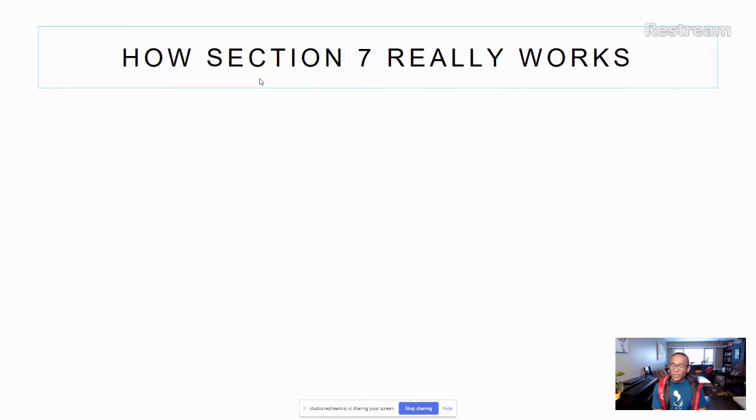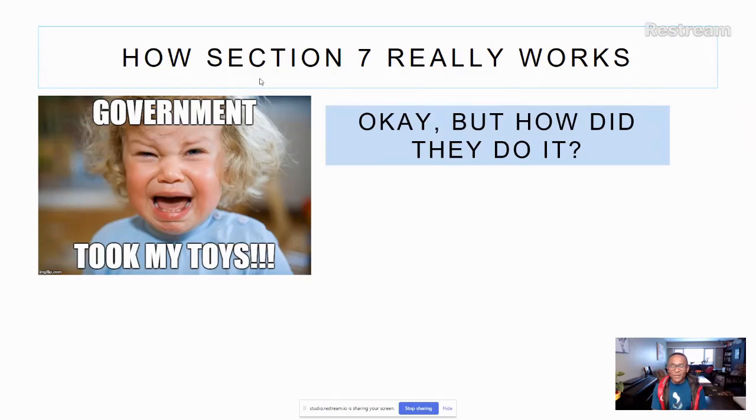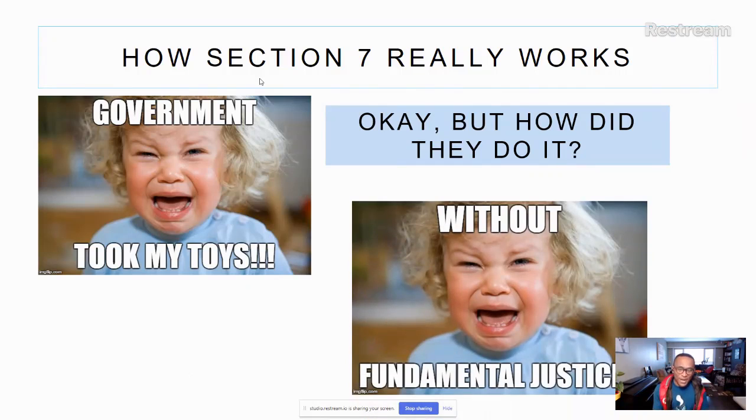So here's how Section 7 really works. So, we're like this baby. The government took my toys, right? So the toys are life, liberty, and security of the person. So government took my toys. The question is, okay, but how did they do it? So they've taken your life, liberty, and security of the person. How did they do it? This part is key. They did it without fundamental justice. That's when you succeed under Section 7, if you can show that they did it without fundamental justice.